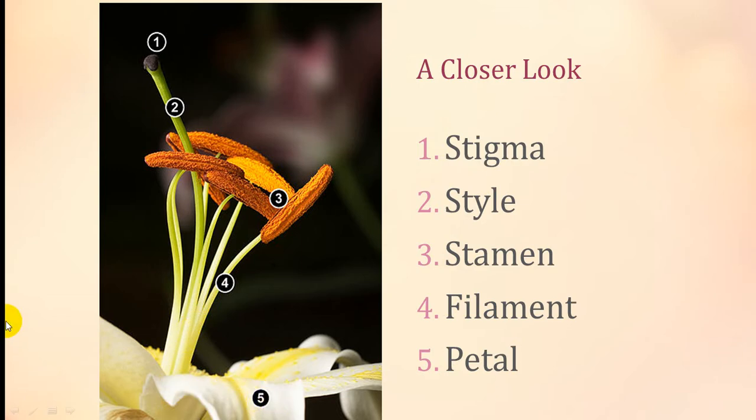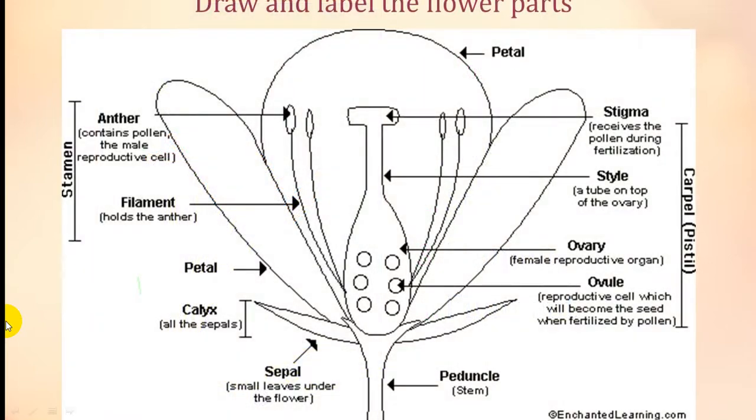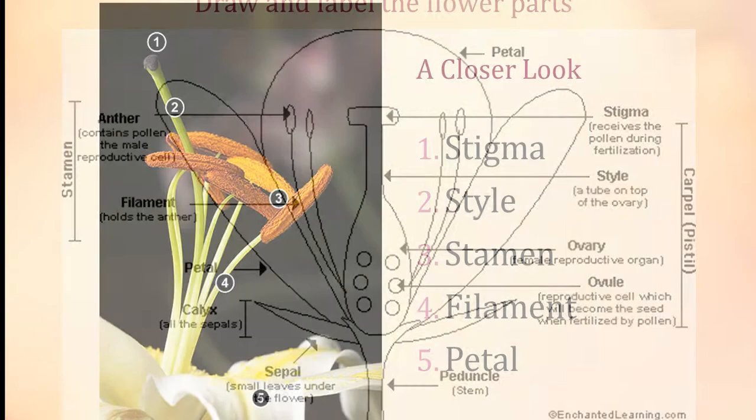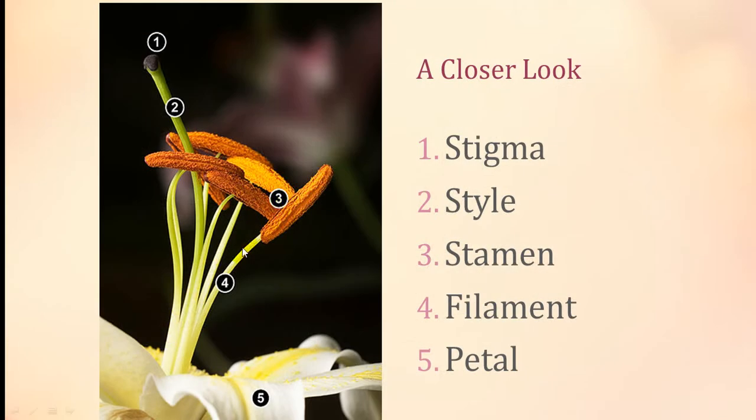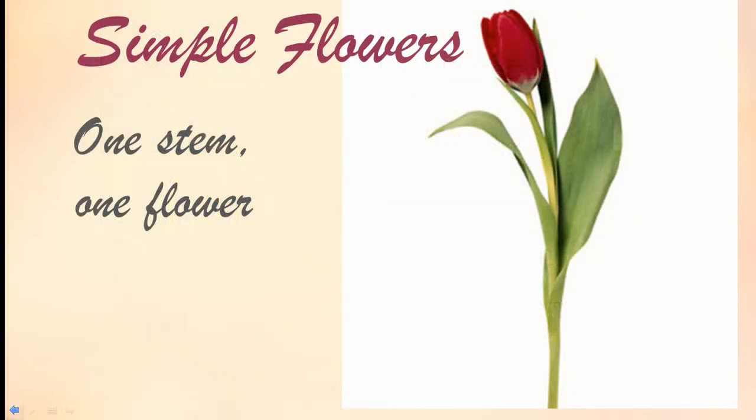Okay, so let's go back for a second. Yeah, so I should have said that number 3 is the anther. The whole thing's the stamen, but it's really the anther, that part, and that's the filament. Okay, yeah, so I'll have to go back and change that.